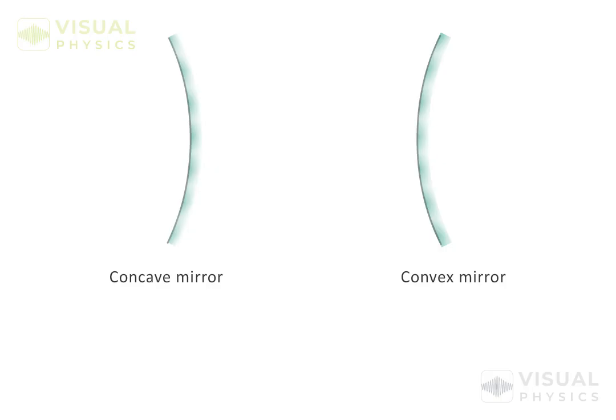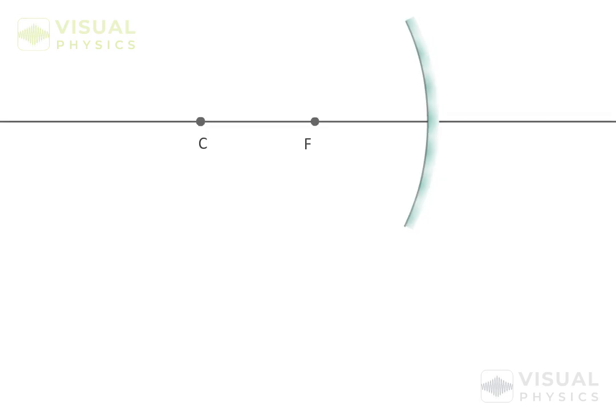In this section, we will discuss some properties of the image formed by the spherical mirrors. But, without going into any equations, let us start with a concave mirror. And let us say that its radius of curvature is equal to r, and focal length is equal to f.